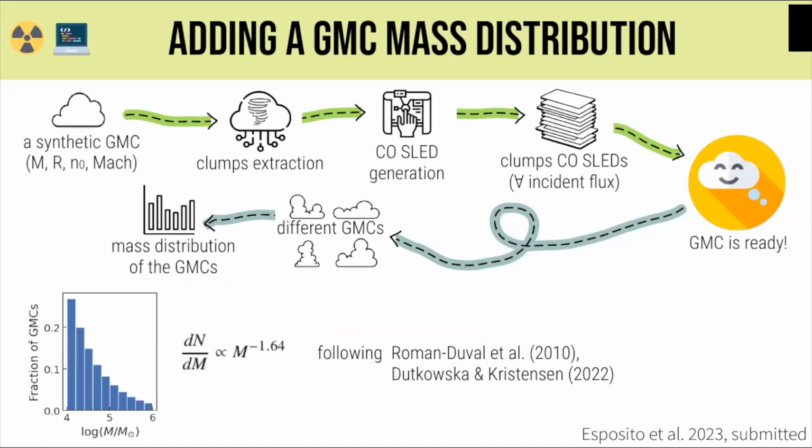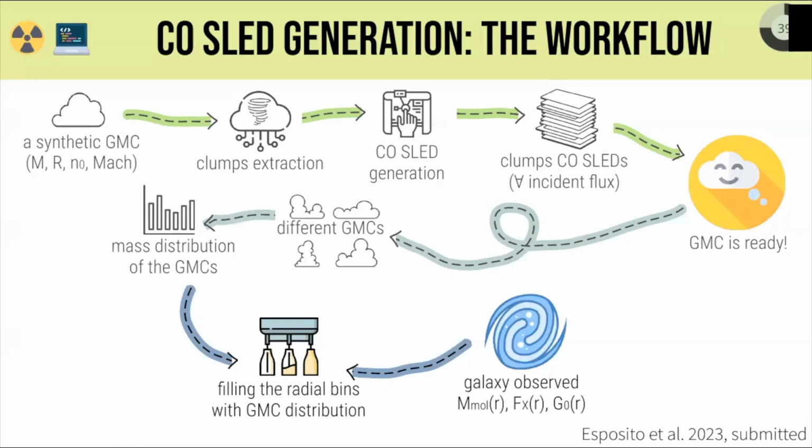Then we generated different GMCs, and to represent single galaxies more realistically, we distribute them with a power law in mass, and we follow some works, especially based on the Milky Way. So what we did, we generated 15 different GMCs. We distribute them with this power law. And then we use the observed radial profile to fill the molecular mass radial profile, and then we match every GMC based on their position with an incident X-ray or far ultraviolet flux.